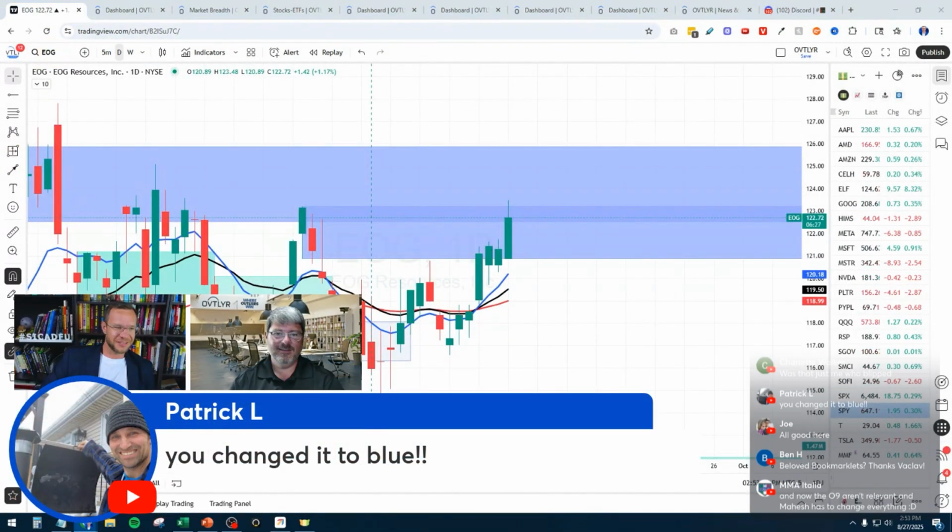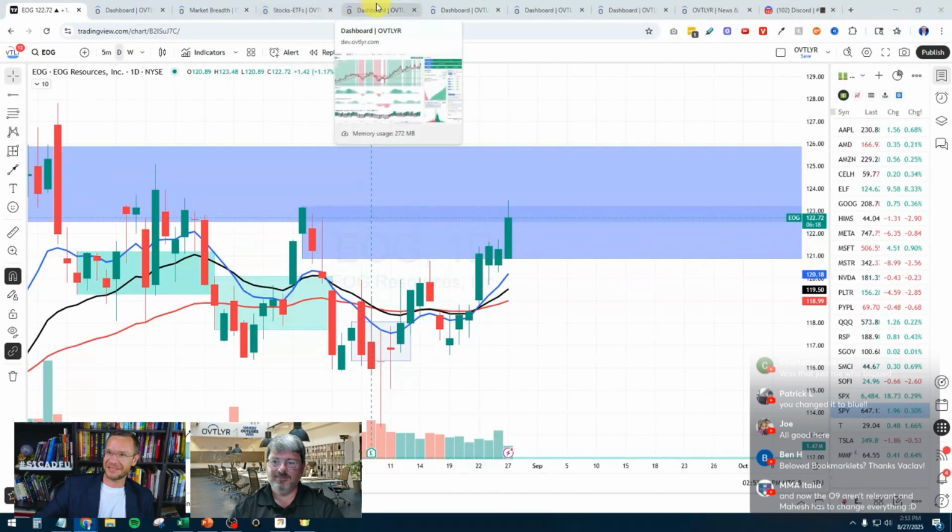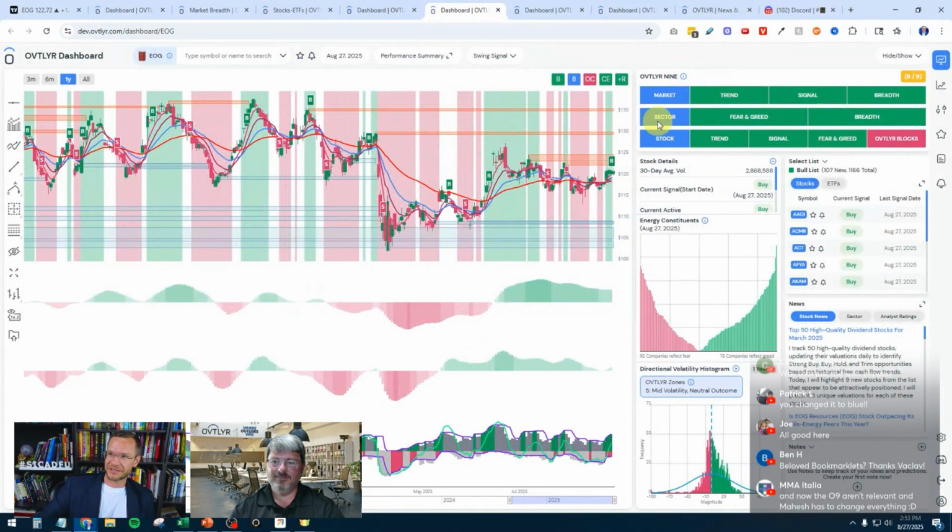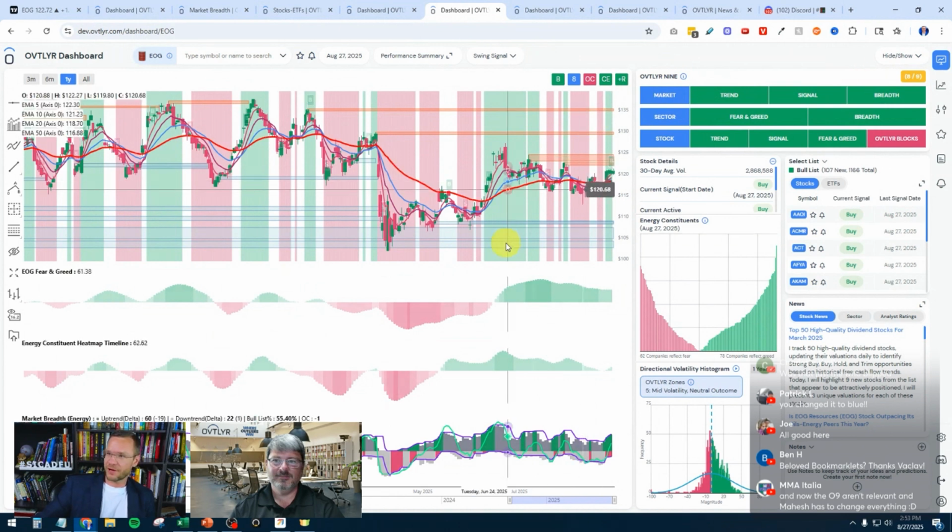Oh, dude, Patrick, listen, we are getting feedback from everybody, and we want to make sure that we build OVTLYR to be the best platform possible. And I think Patrick was the one who suggested using blue over here instead of yellow. So thank you for that. And actually, this is going to be blue tomorrow as well. So we're making it way better for you.